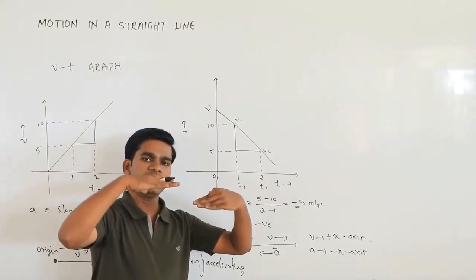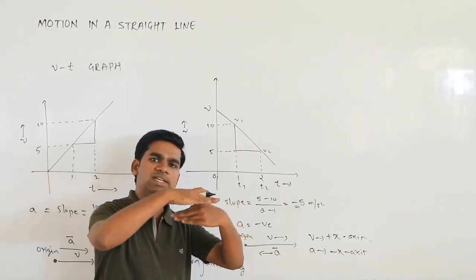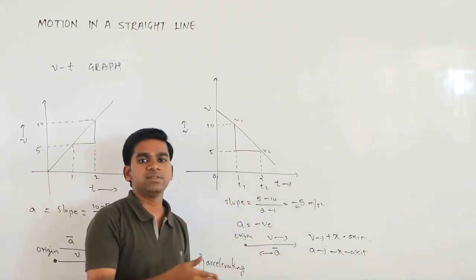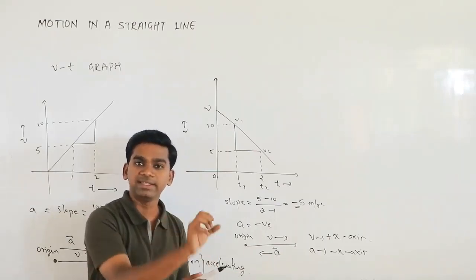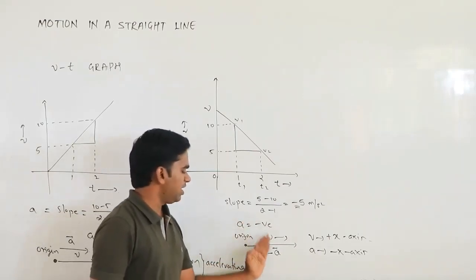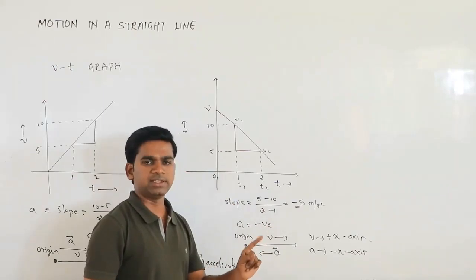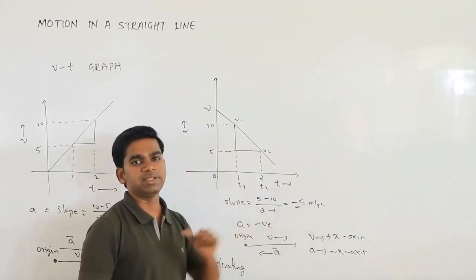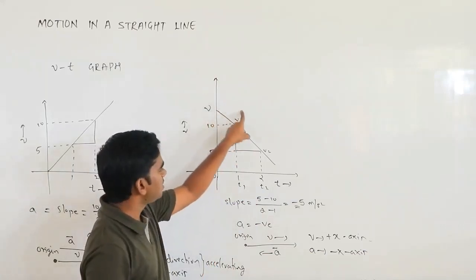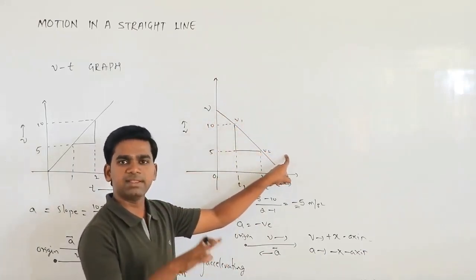That is why what is happening? Its velocity goes on decreasing. Negative x acceleration means what? It is opposite, it is just like applying the brake. You are decelerating. So the body is of course moving in the positive x direction, but acceleration is along negative x direction. That is why velocity is decreasing. You are applying the brake.